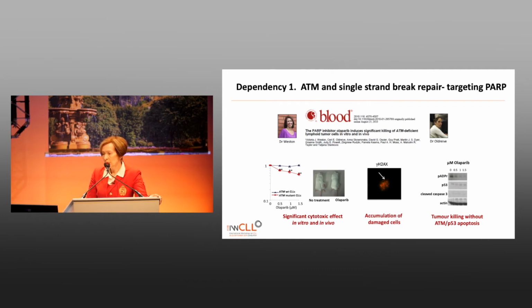And what is important is that this killing doesn't require activation of the p53 pathway, which in the case of ATM null cells does not work anyway, but also leads to a dramatic accumulation of DNA damage that we can see here in the form of accumulation of gamma H2AX foci.